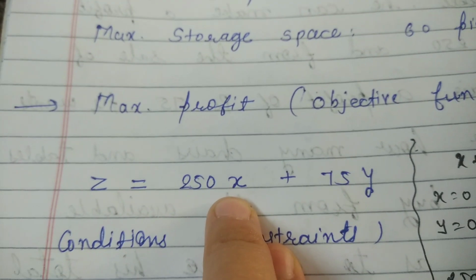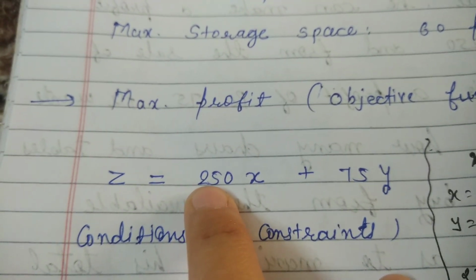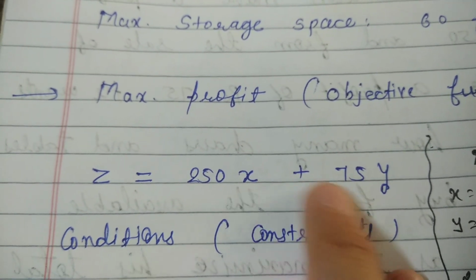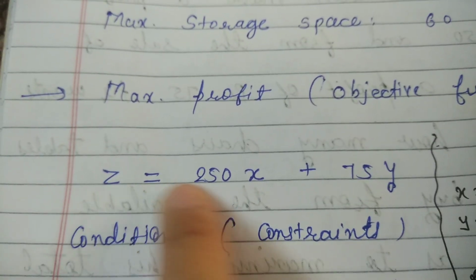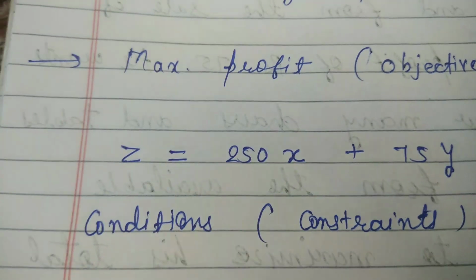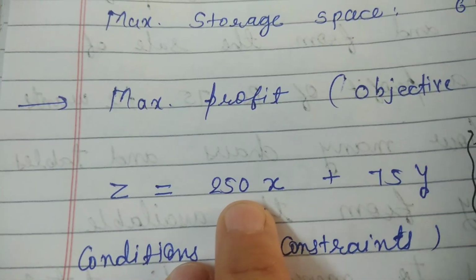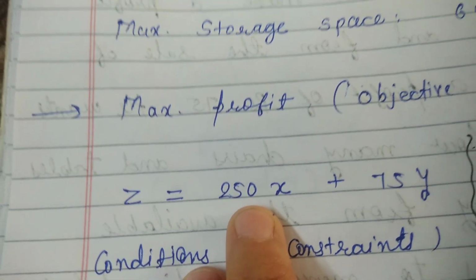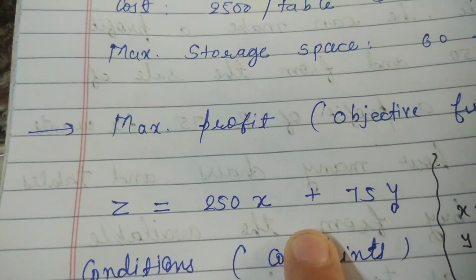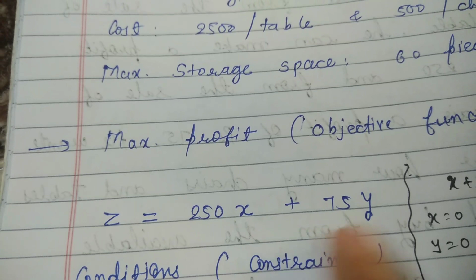Now how much is the profit? Profit means if we purchase X tables and Y chairs, the profit is 250 rupees per table and 75 rupees per chair. So 250X plus 75Y. This is known as the objective function or a maximize function. So whatever question involves the objective function or optimization function is known as an optimization problem. If it involves linear variables, then it is known as an LPP. And in this chapter we will see only questions with two variables X and Y.